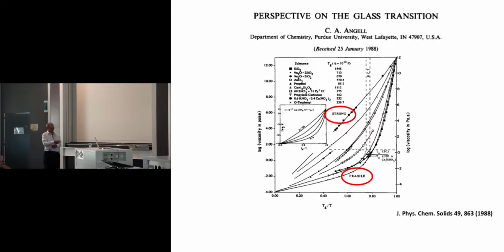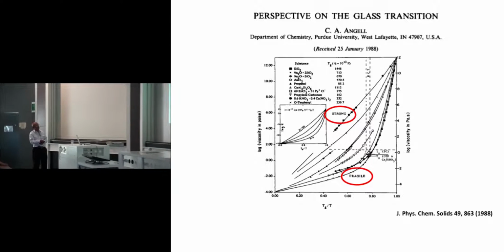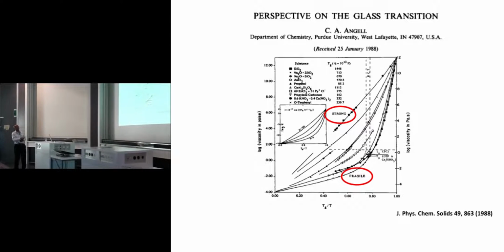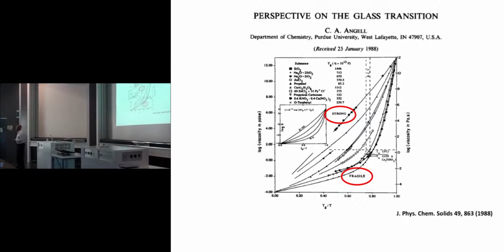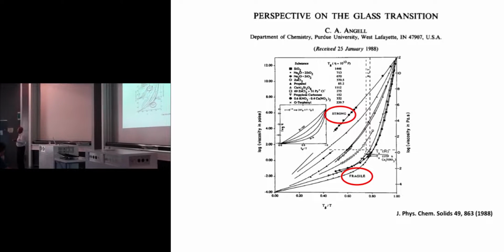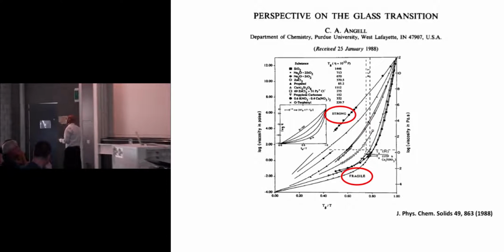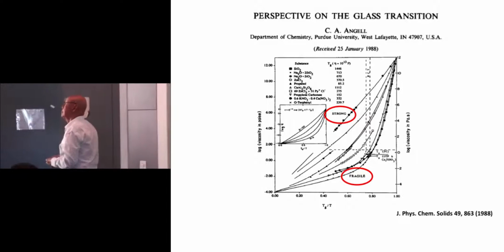What this data is telling you is that as you lower the temperature, which means you're moving from the left to the right, the viscosity goes through the roof. 10 orders of magnitude, 15 orders of magnitude. And that's a lot of change. So the question in those days was, what's going on? This has to be some kind of cooperative phenomenon. But what is it?